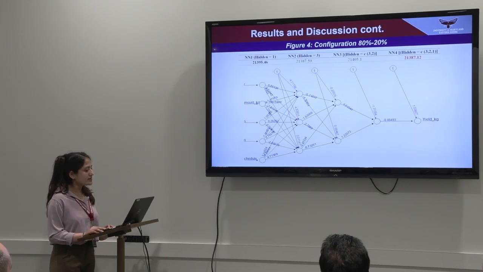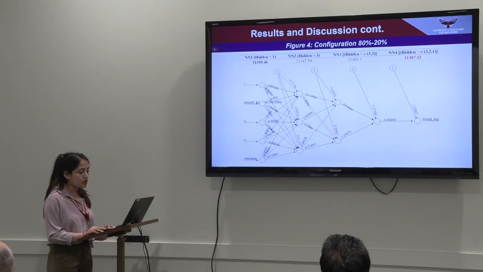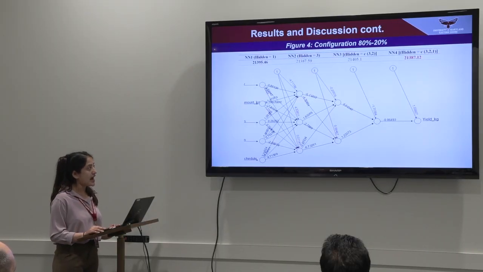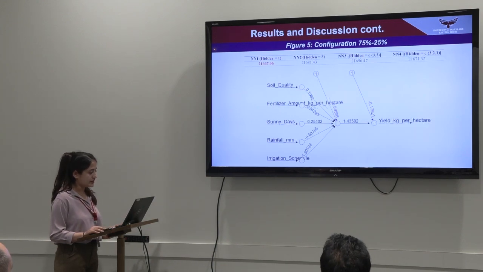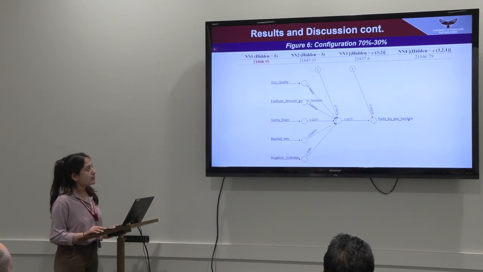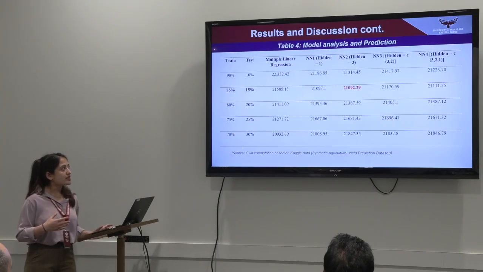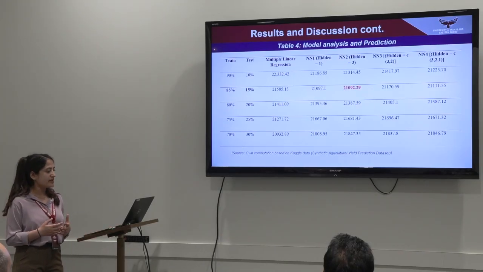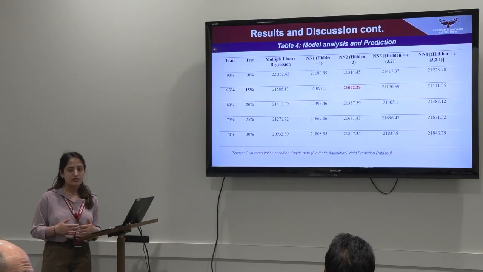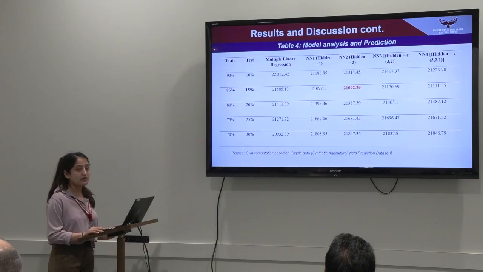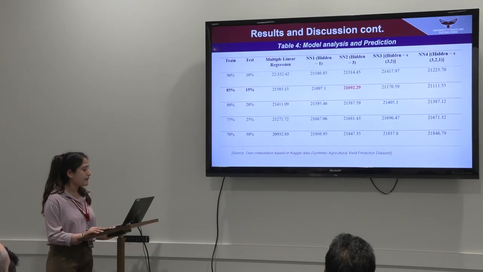Similarly, for the 80/20 data split, neural network 4 with 3, 2, and 1 nodes in each hidden layer had optimal predictive accuracy. And similarly, for the 75/25 data split, NN1 was the optimal model or configuration. For 70/30, again NN1. And we also compared the predictive accuracy of different configuration neural network models with the multiple linear regression model.